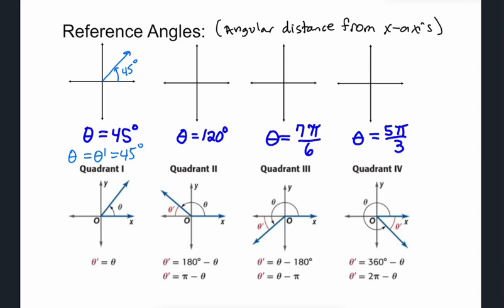Our theta and our reference angle theta prime are the same darn thing. So that's what this says here, that if you are in the first quadrant, your theta and theta prime match. So that theta prime is going to be our reference angle.